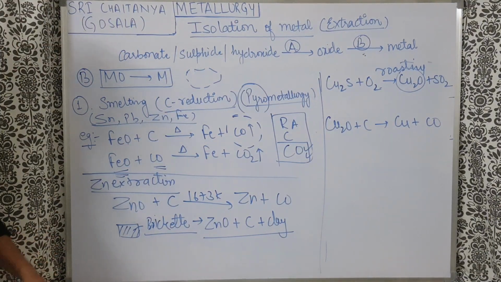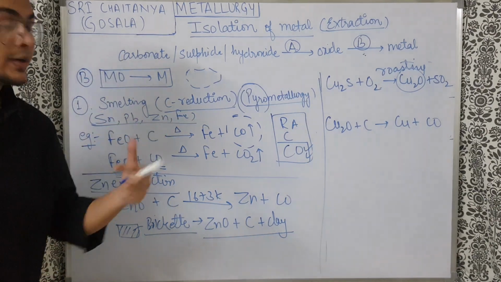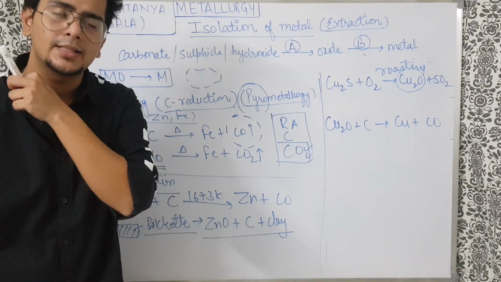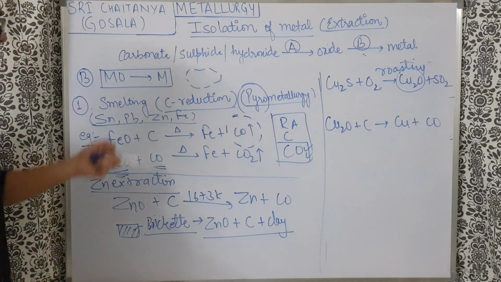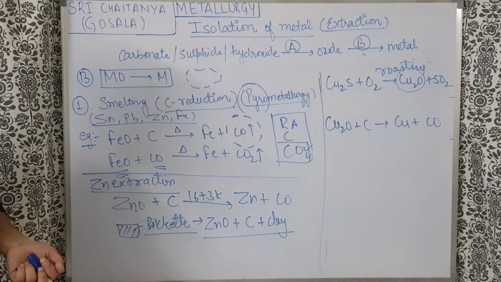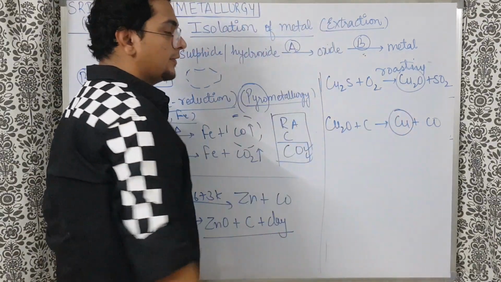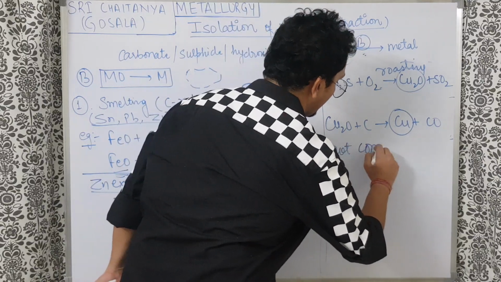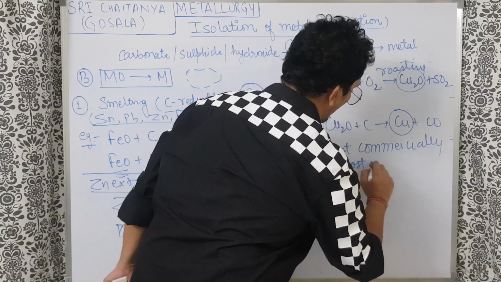So how can you say so? Simple. Tin, lead, zinc, iron, all are more reactive than copper, as per the reactivity series or electrochemical series. If these oxides can be reduced by carbon, obviously copper oxide can also be reduced. Then this is how you can get the final copper extracted. But this is not the commercially most viable option.